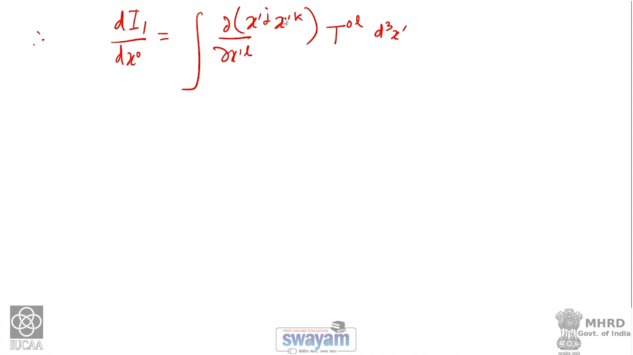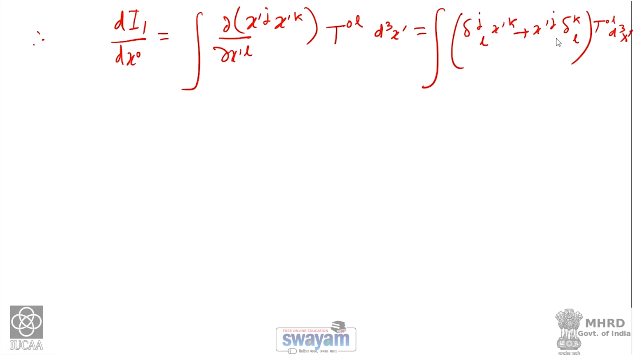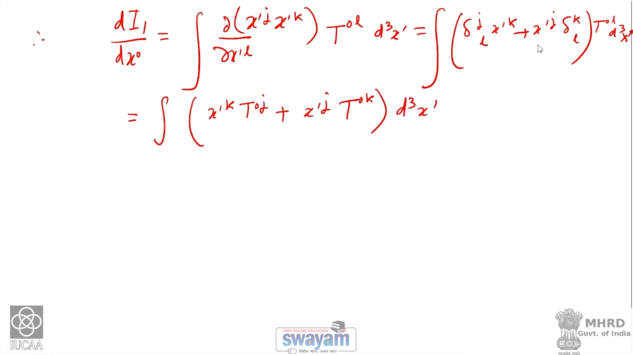Now, what I will do is, I will just expand it. After all, x'^j and x'^k are all spatial, and when I expand it, first of all, when this derivative acts on that, that becomes delta^j_l, with x'^k as it is, plus x'^j as it is, and this derivative when it acts gives Kronecker delta^k_l, times T^{0l} d^3x'. Hence this object, when the l part is taken into account, simply becomes x'^k T^{0j} plus x'^j T^{0k}, d^3x', where l is summed over. Note that all these are evaluated at retarded time.